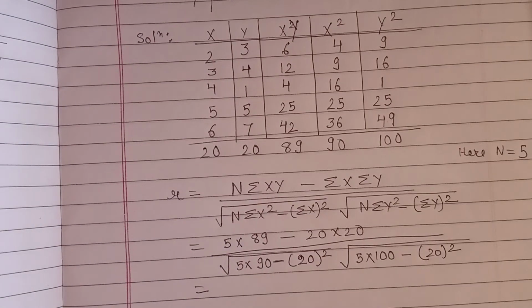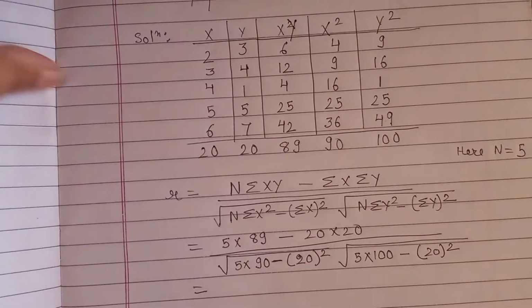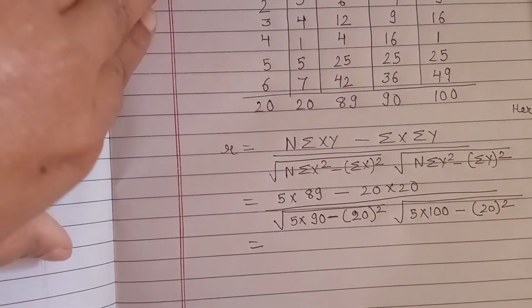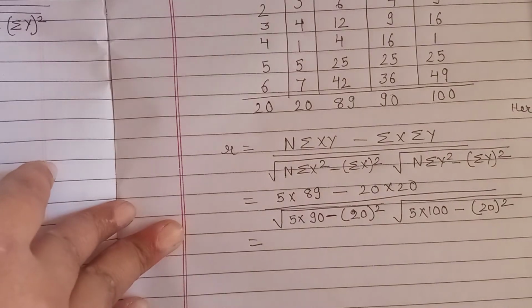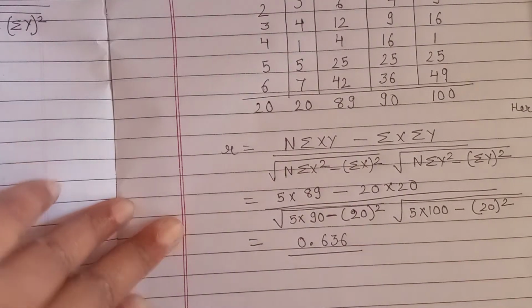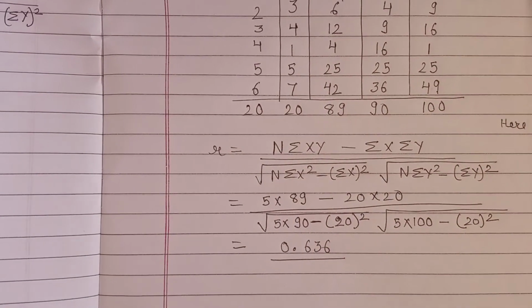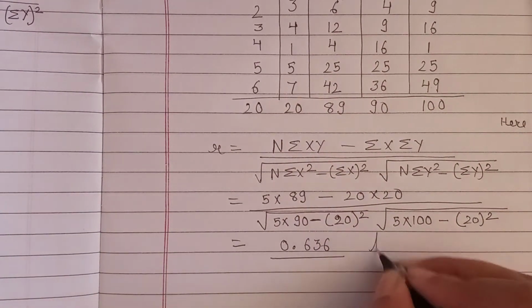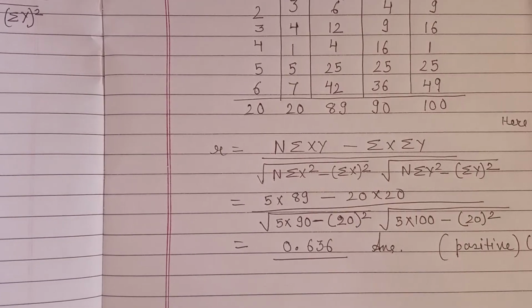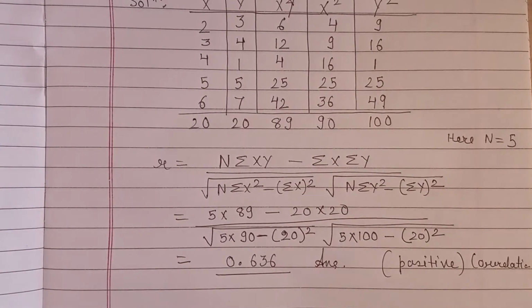So after substituting all the values, and doing a simple calculation, we will get the result 0.636. Okay, and this is the answer. So this shows that it is a positive correlation. Okay, this is the positive correlation. So this is the direct method of finding out the correlation.